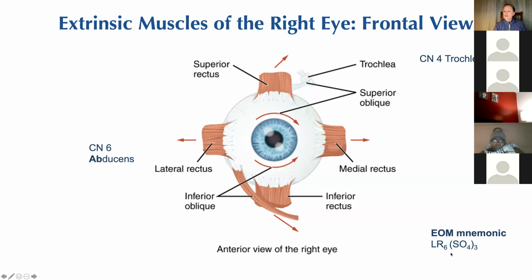Okay. The mnemonic, which may or may not be helpful to you, is like memorizing a chemical formula. So it's LR6SO4: lateral rectus, cranial nerve 6, superior oblique, cranial nerve 4. Everything else is cranial nerve 3. Okay. Hopefully that helps you. If not, you can come up with your own mnemonic or try to look up another one, but that's the classic one that everybody uses.